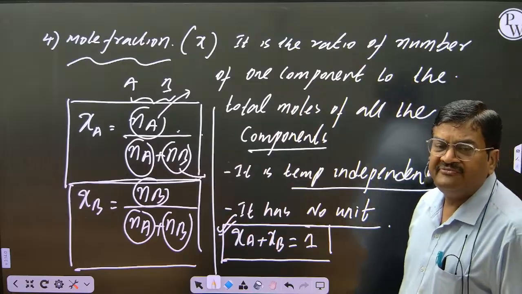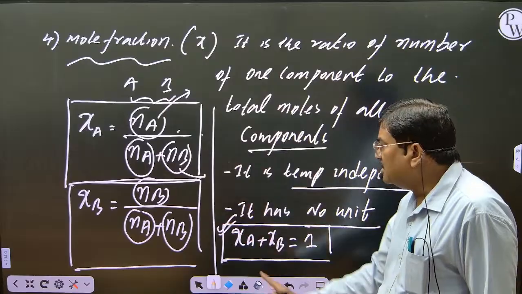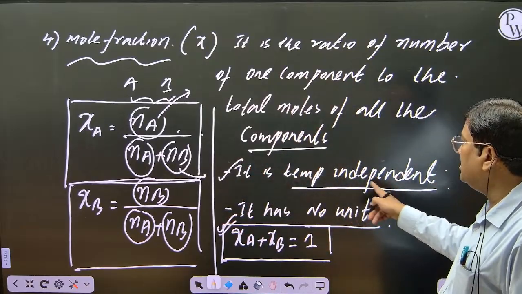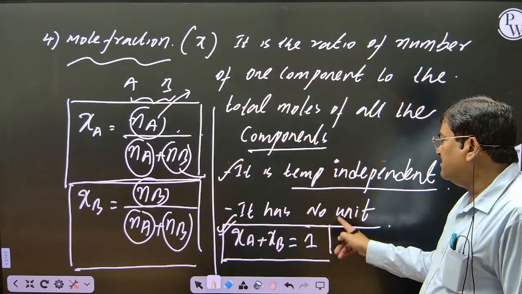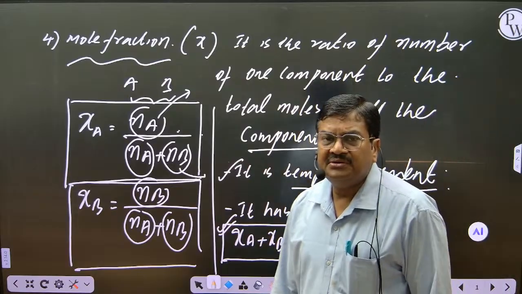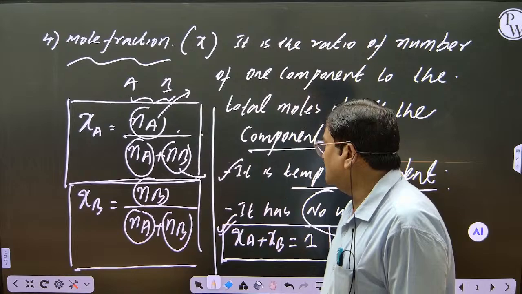Clear, no? Mole fraction is nothing but the ratio of number of moles of one component to the total moles of all the components. It is temperature independent. Why? Because there is no volume term. And does it have any unit? There is no unit for it. Copied all of it? Simple. Now write one question on it.